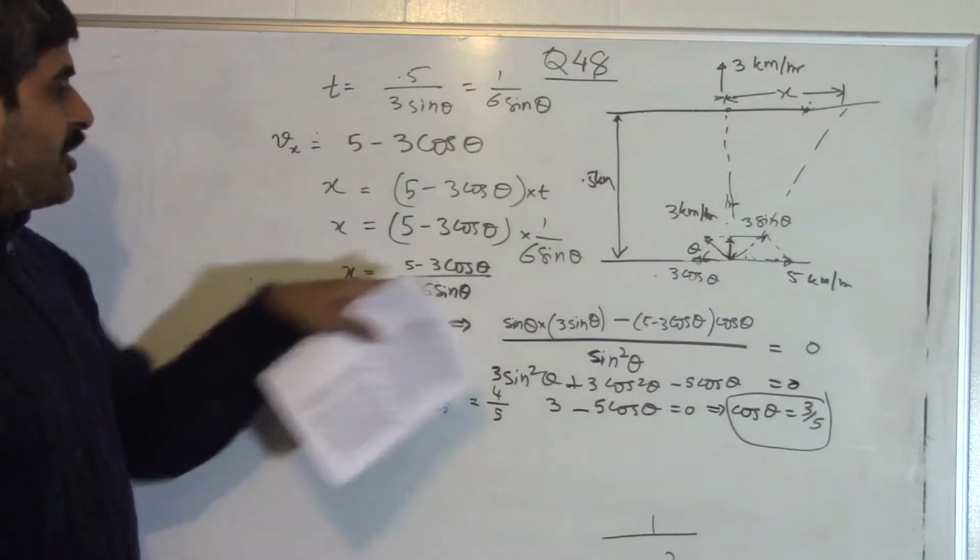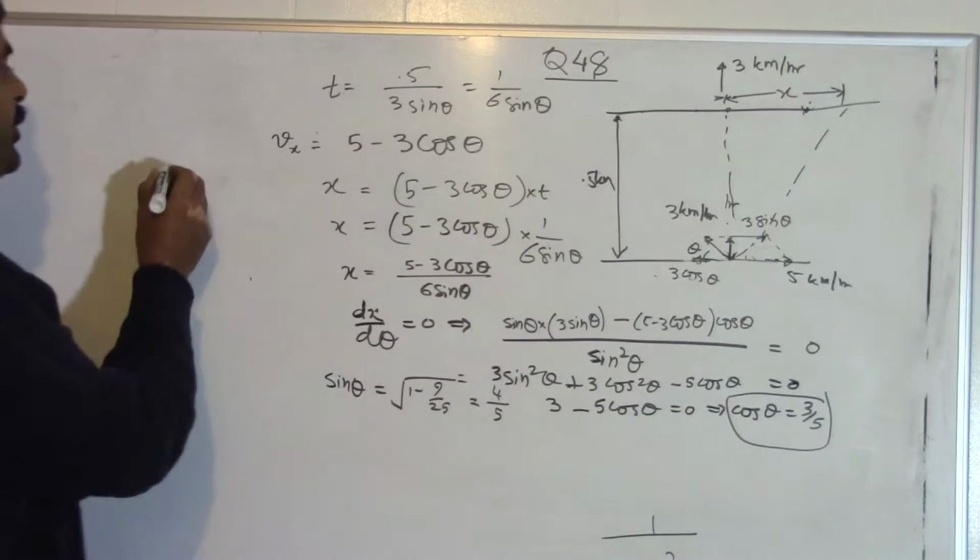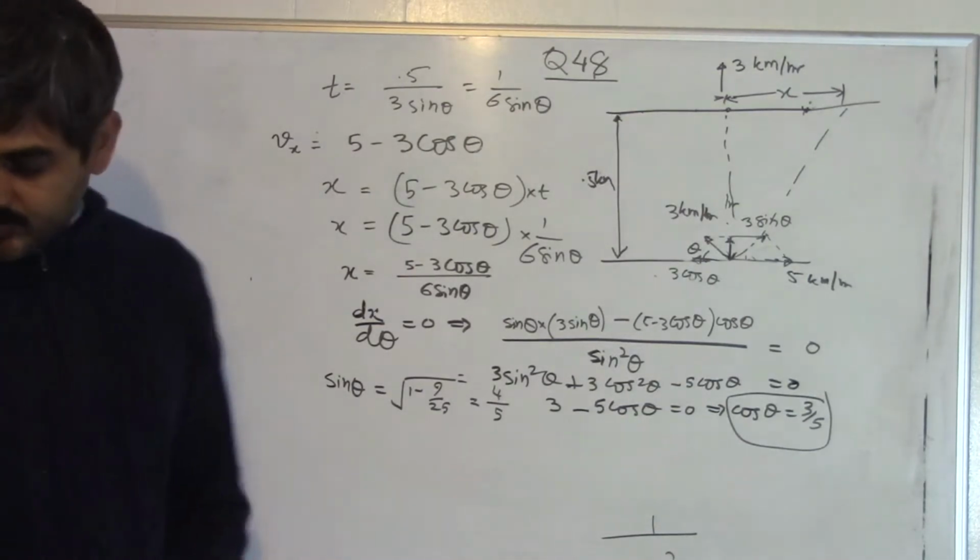So we have sin theta, we have cos theta. Let us substitute it here and get that minimum drift. Minimum drift x. Let's make some space.